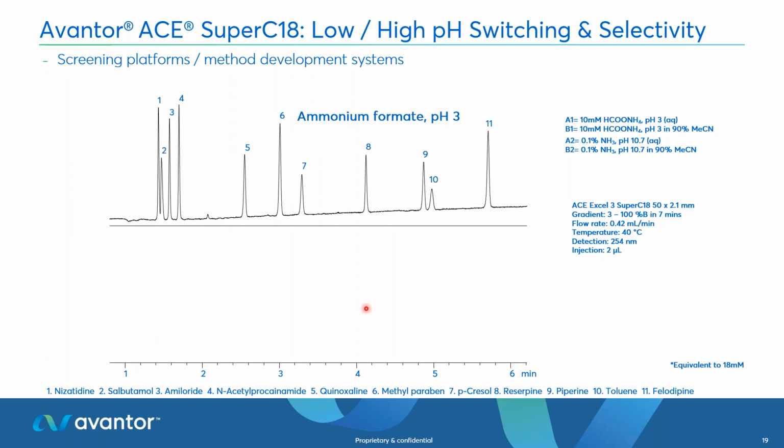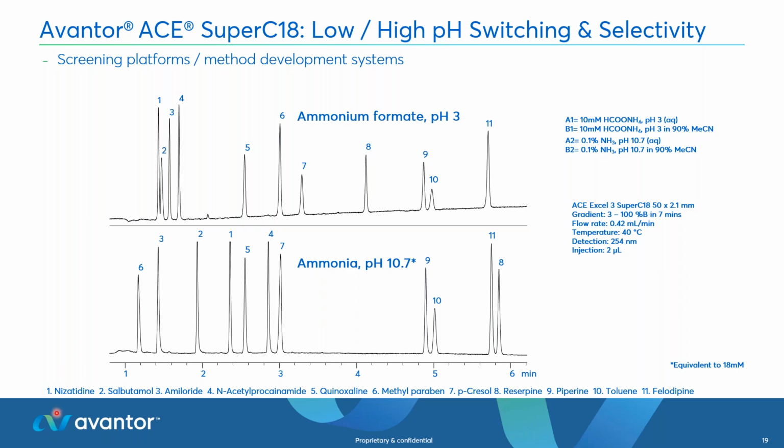So here you've got an 11 component mix at pH 3, run down a pH stable silica based column, in this case the Super C18. If you run it at pH 10.7, you can see from here it looks a bit different. If I put in the arrows, you can see significant changes in the retention of each of these analytes based on the nature of the analyte.